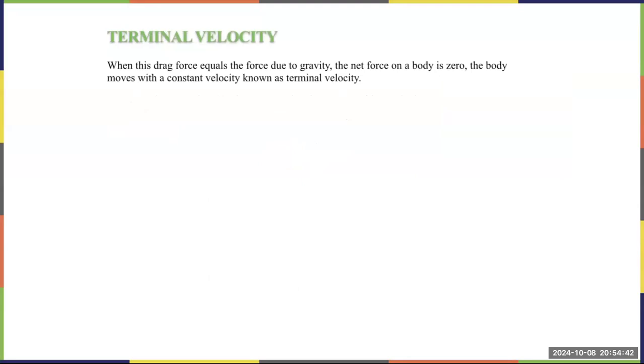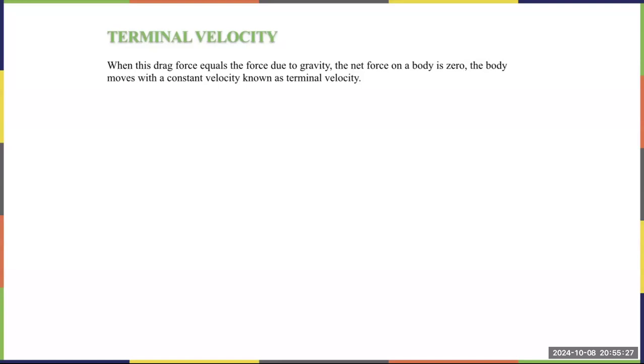And terminal velocity is the condition of the velocity where the net force is zero. What does that mean? If an object is dropping down, the force due to gravity is acting downward, and the drag force is acting in the opposite direction. If they are equal, since the object was already moving down, it will keep on moving down with a constant speed, constant velocity. That condition is known as terminal velocity.